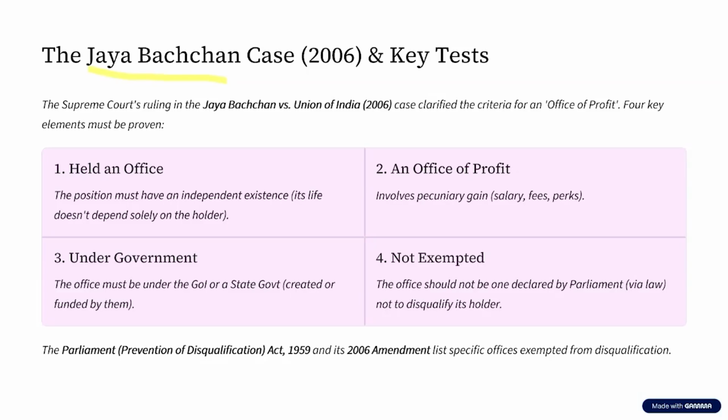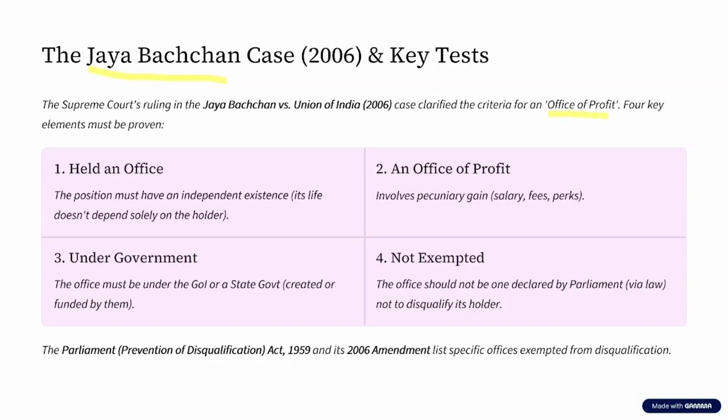Now, when this was the case, the matter went to the Election Commission of India. Why the Election Commission of India? Because ultimately, with respect to disqualification, it is the Election Commission of India who takes the decisions. The Election Commission of India said that Jaya Bachchan is disqualified. Why? Because it said that she was holding the office of profit.